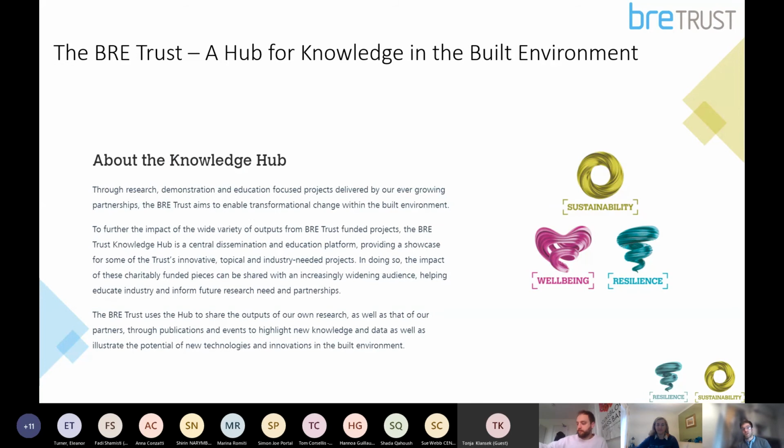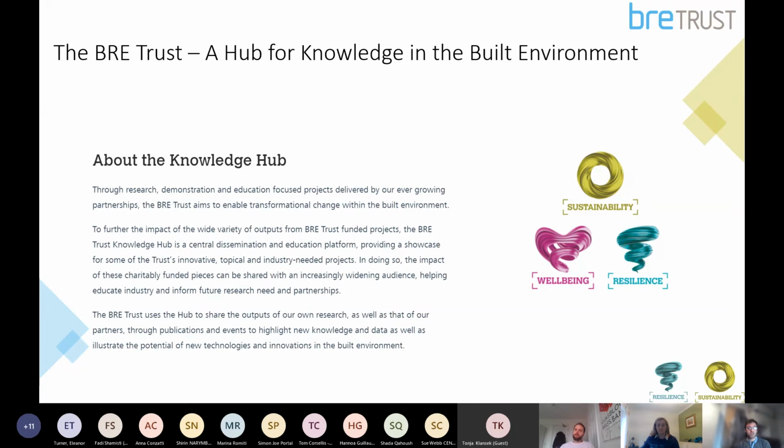So very briefly, just to introduce us, we're the BRE Trust. BRE Trust is a research and education charity that works through partners to help improve practice in the built environment. Historically, we've done this through working with universities and industry partners, as well as governments, to develop standards and trainings that support good practice in the built environment.